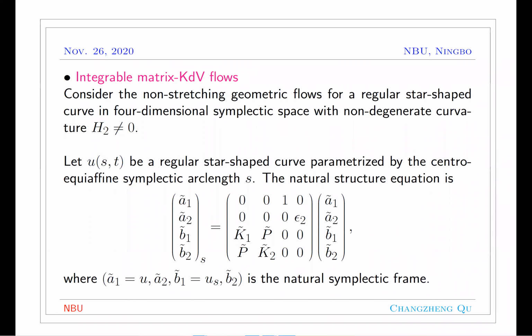Here we give examples. We study the 4-dimensional case. In the 4-dimensional case, the Frenet formula becomes this one. It depends on the 3 invariants: p tilde, chi1 tilde, and chi2 tilde. So this frame is the natural frame.